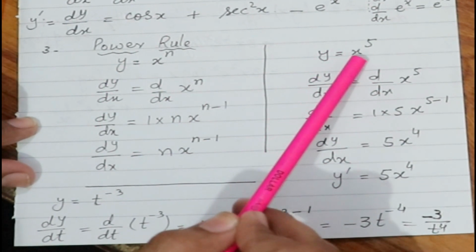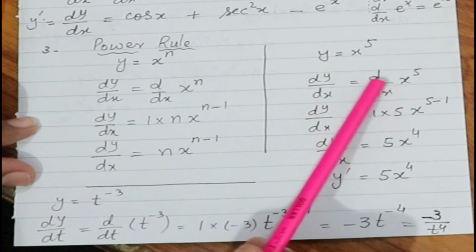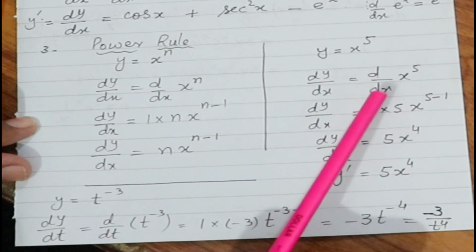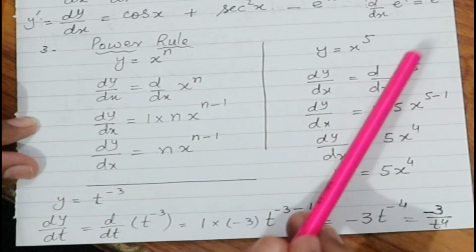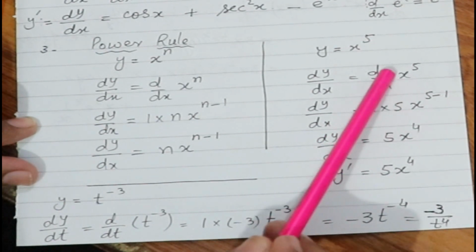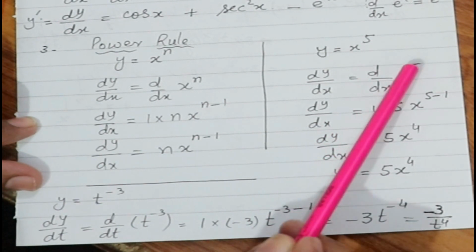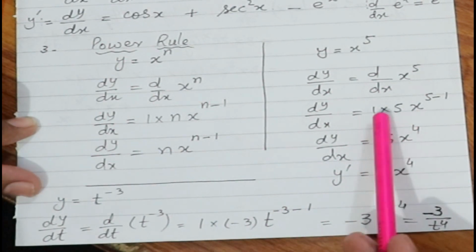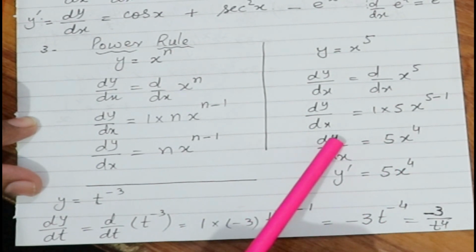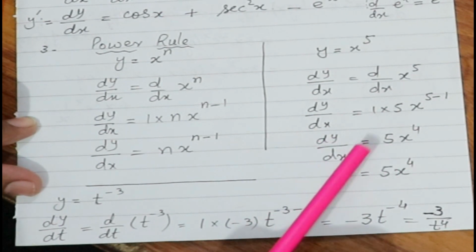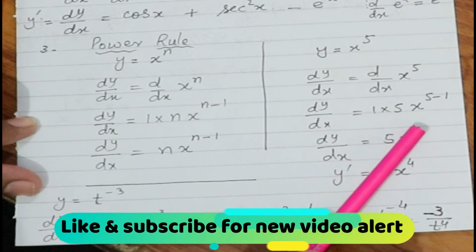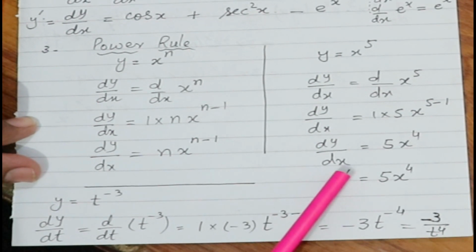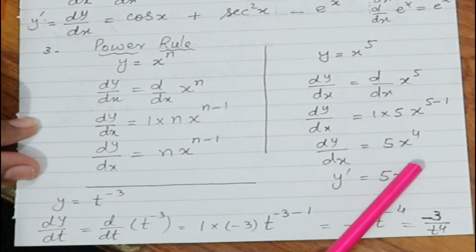y equal to x raised to power 5. When we apply derivative on both sides, we will get dy upon dx, d upon dx, x power 5. This will take the form of coefficient 5 multiplied by x, one less power than 5. Finally, we will take the derivative of y, which will be dy upon dx equal to 5x power 4. We can also represent first derivative as y prime equal to 5x power 4.